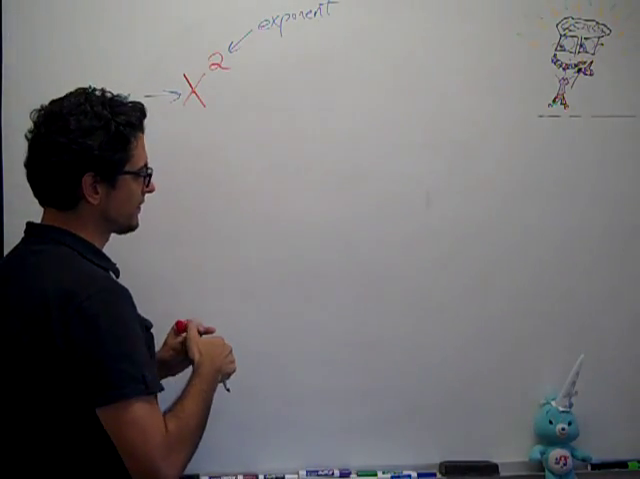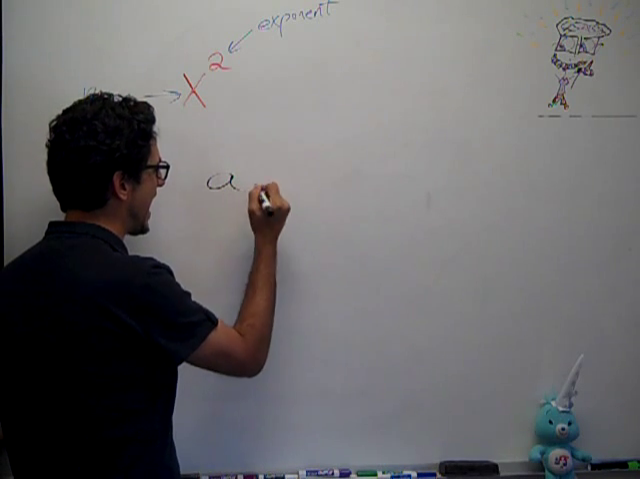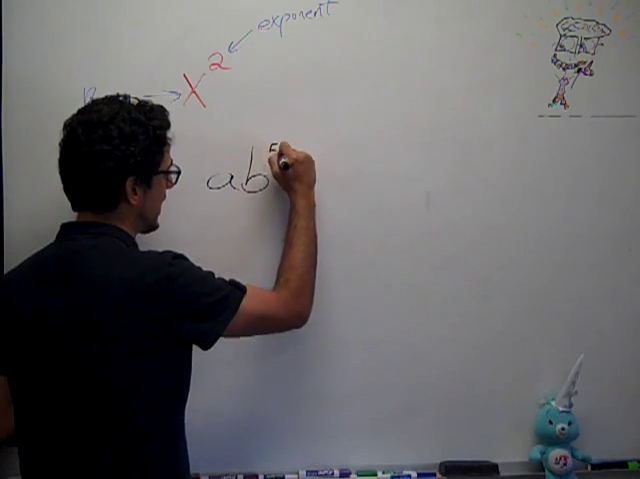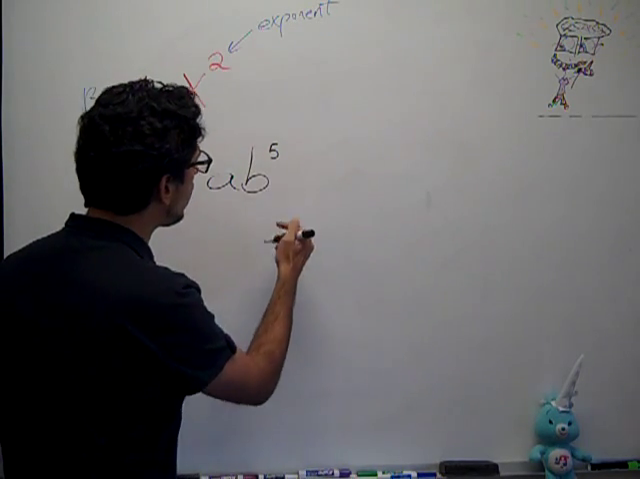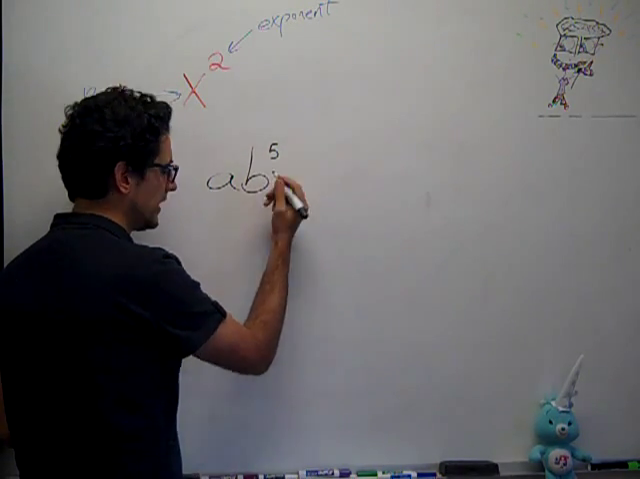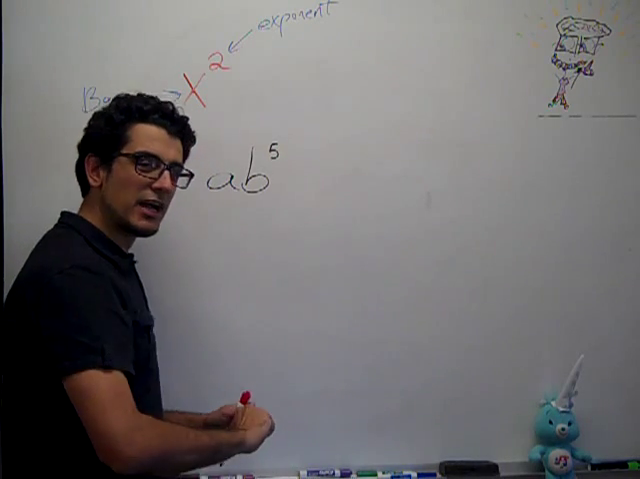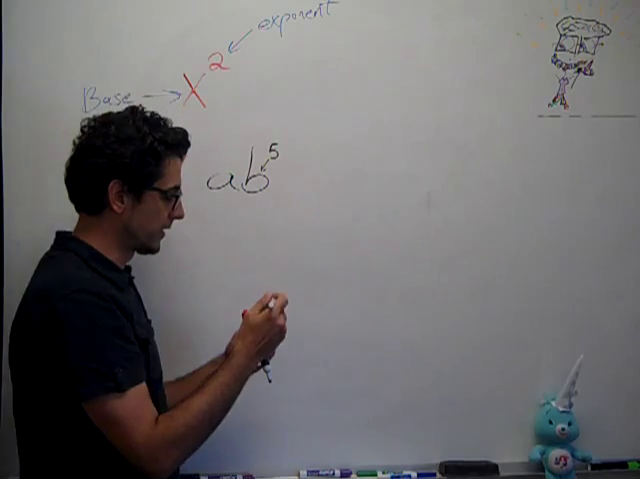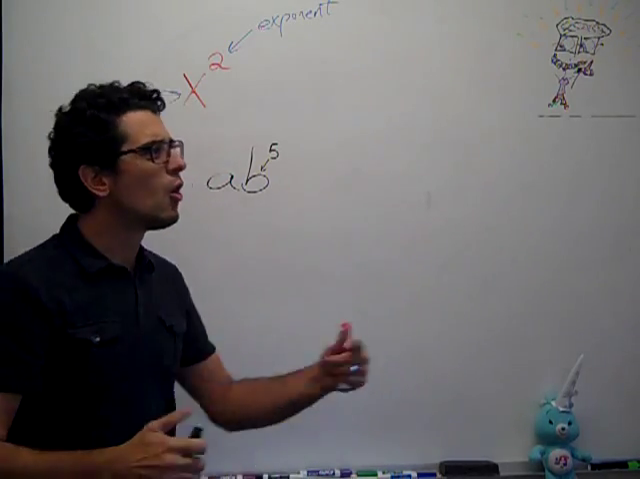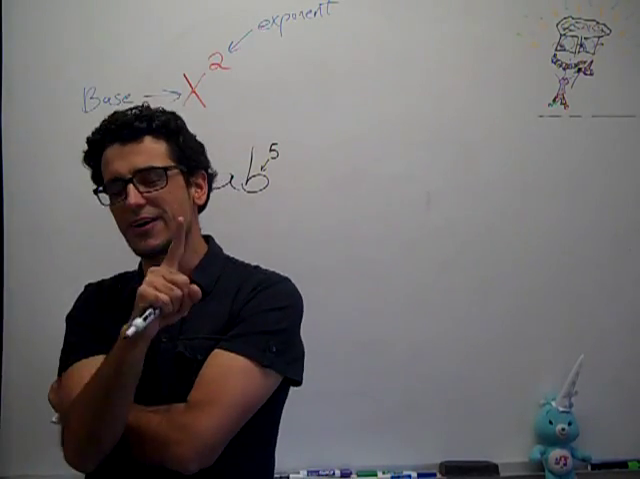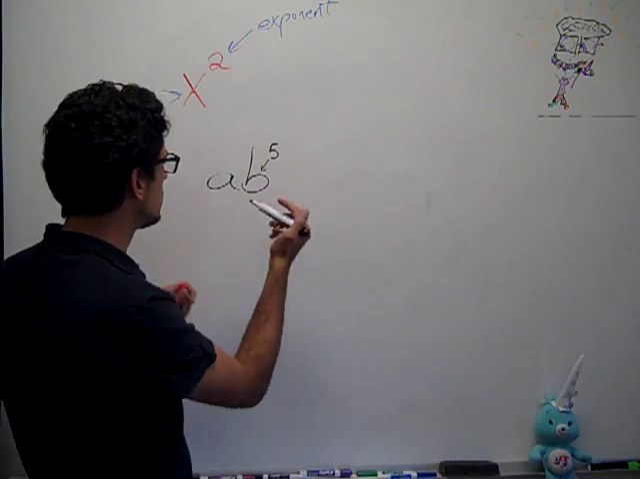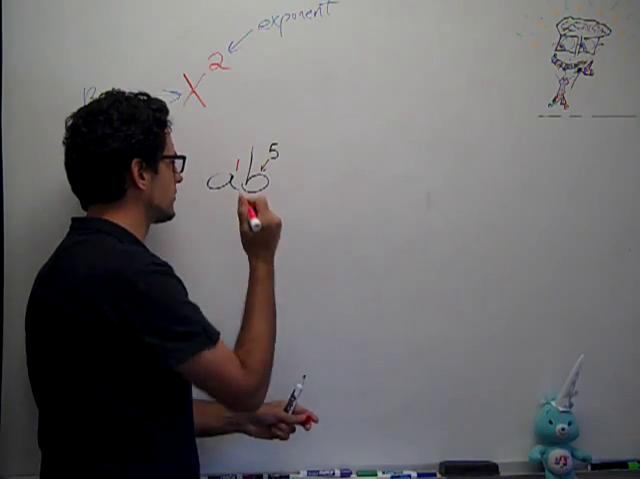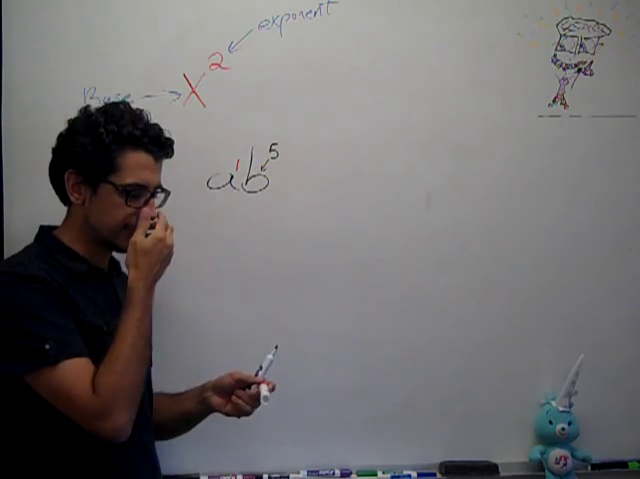One further note: if I'm looking at something like a times b to the, I don't know, 5th power, the 5 only applies to the b. The exponent only applies to the base that it's next to. It applies to this one. So what is the exponent of the a? Well, the exponent of the a is 1. There's only 1 of them. I hope that makes sense.